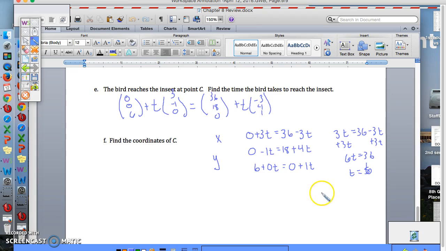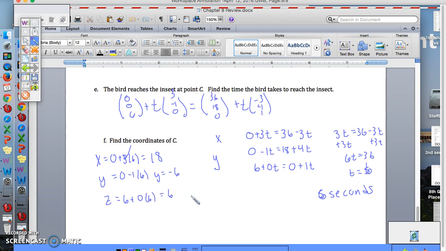So they intersect after 6 seconds. And then we're asked to find the actual coordinate. So if we plug that in, x equals 0 plus 3 times 6. So x is 18. Y is 0 minus 1 times 6, so y is negative 6. And z is 6 plus 0 times 6, so z is 6. So it intersects at the coordinate 18, negative 6, and 6.